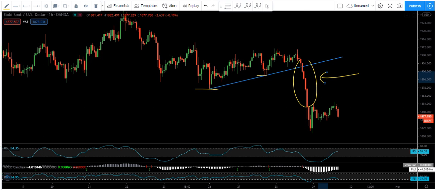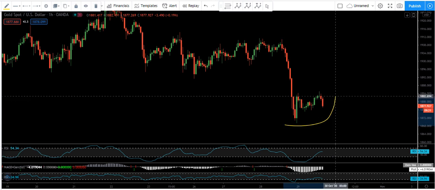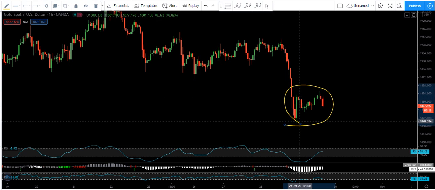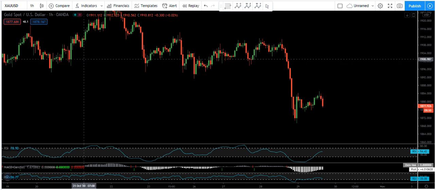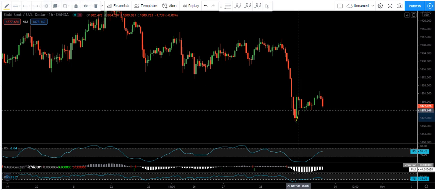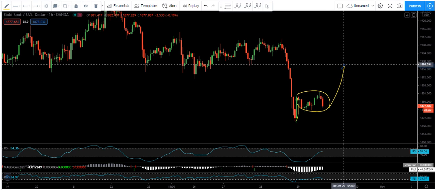Now we want to see how we can look at this correction, whether we should look for buy or sell, and if we want to buy, how we trade it, and if we want to sell, how. First we talk about the buy. Can we consider this one as a move with this correction and look for buy?